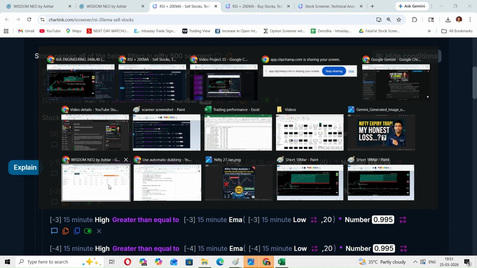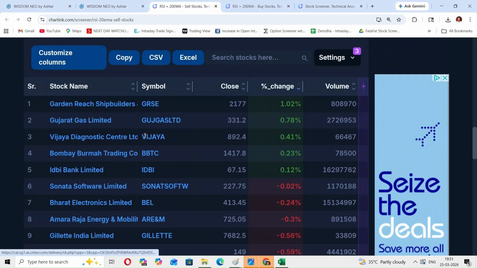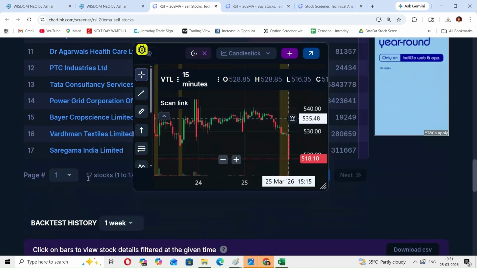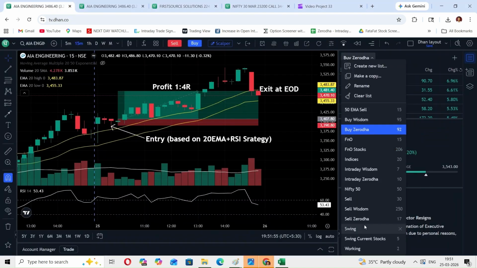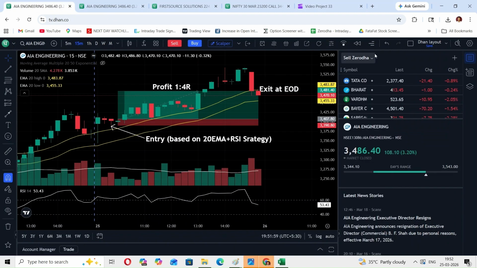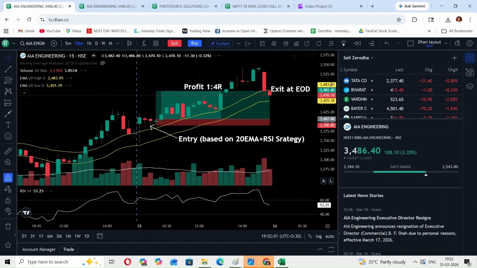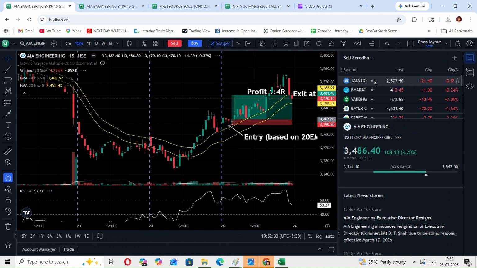So if you see here, as per the condition, there were 17 stocks found. So we will look for those stocks here. See here, I have just copied those 17 stocks here. Okay. Now let's move to the stocks.